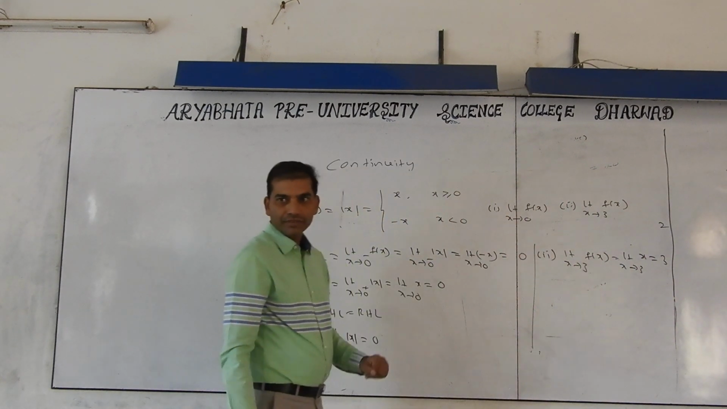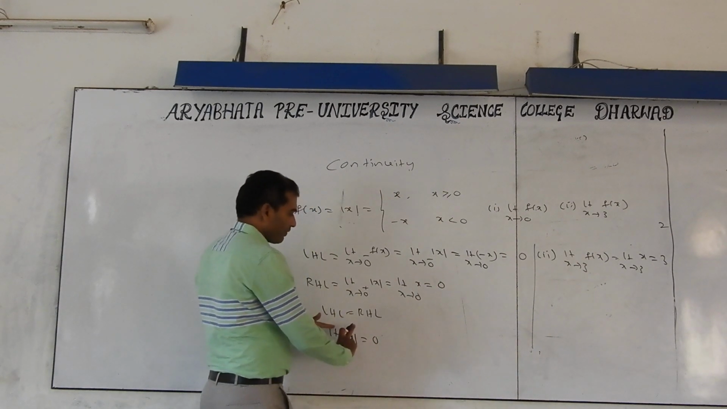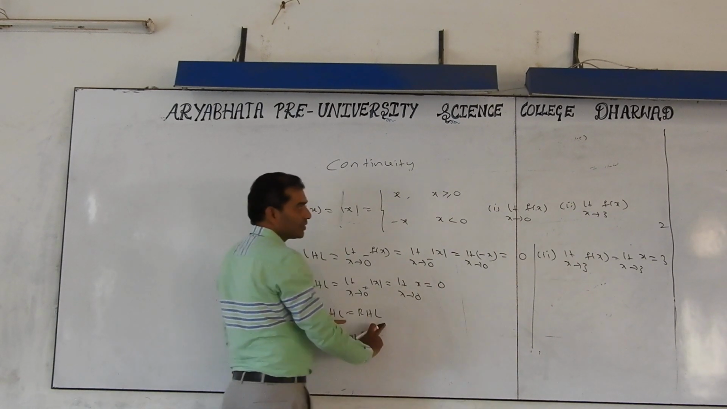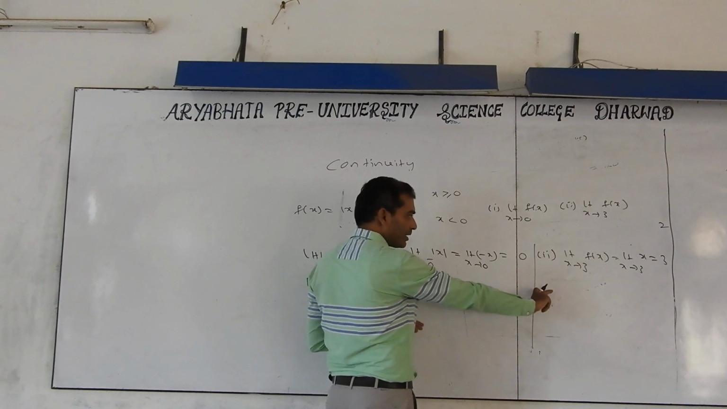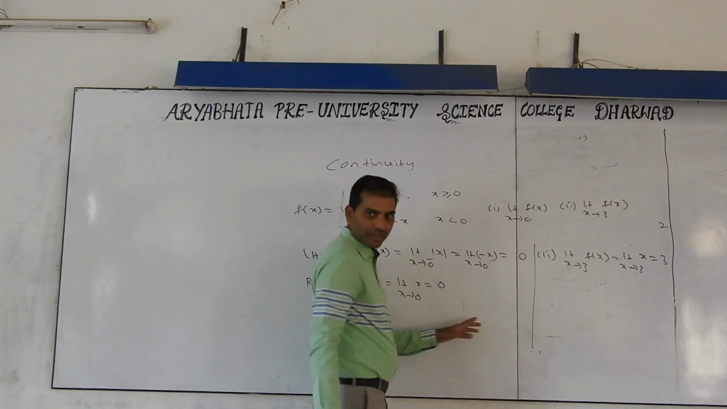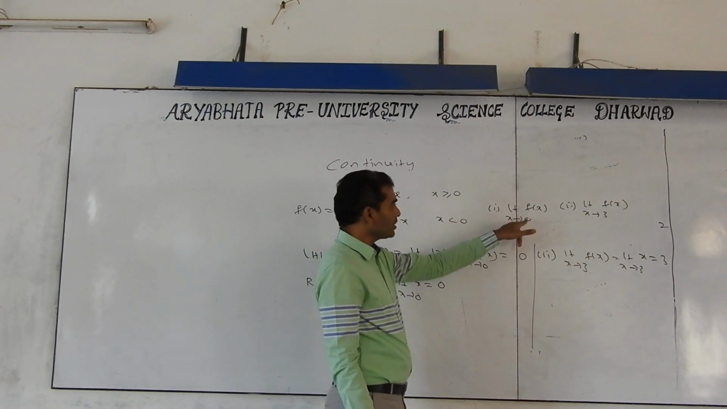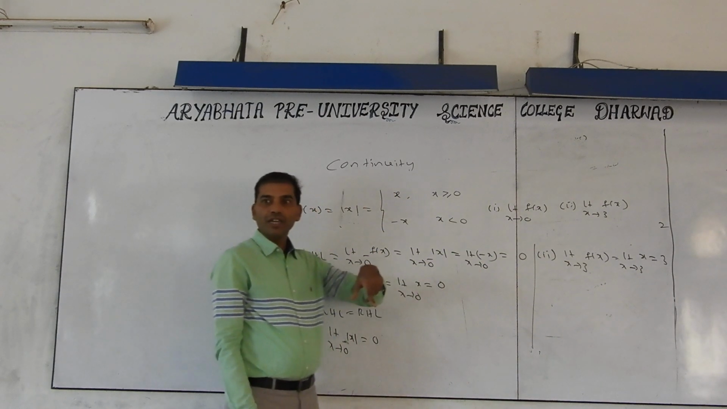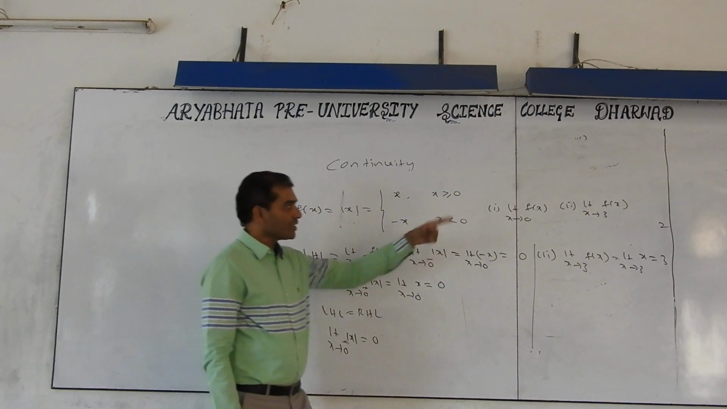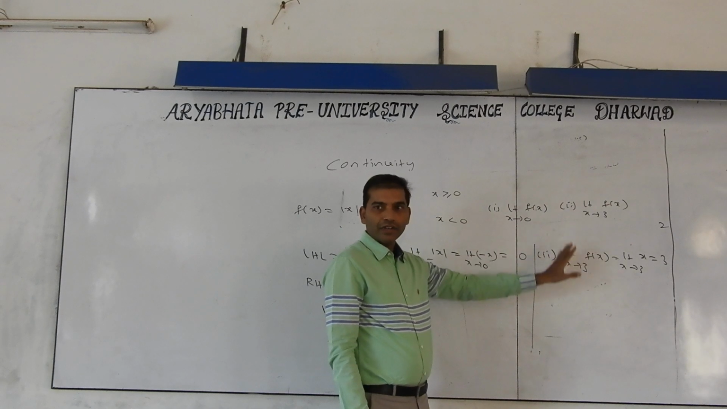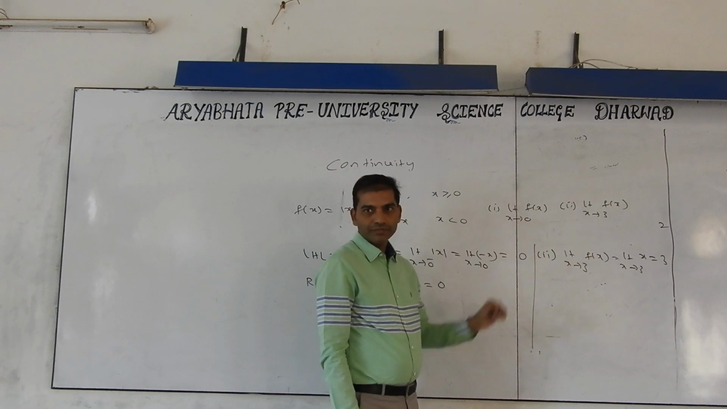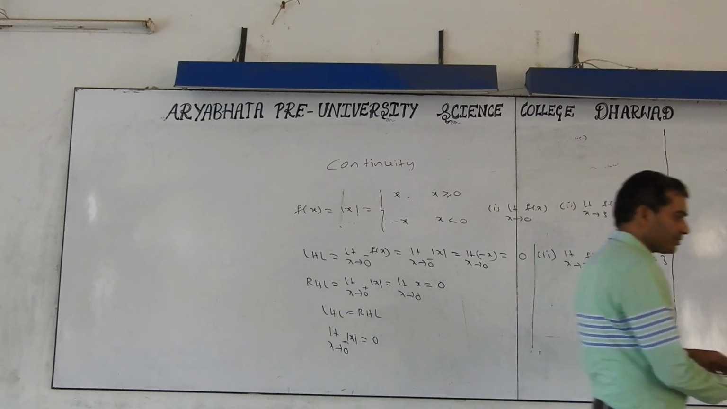The limit is 3. Okay, see the difference between this and this. Here also you can find the left limit and right limit, but it is a waste of time. Here, no need to find. If the function is changing, then we should find the left limit and right limit. If the function is not changing, no need to find the left limit and right limit.